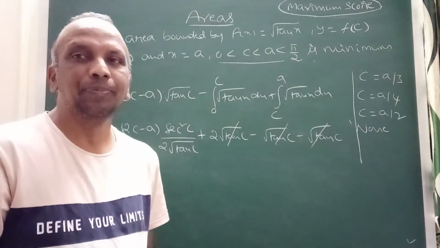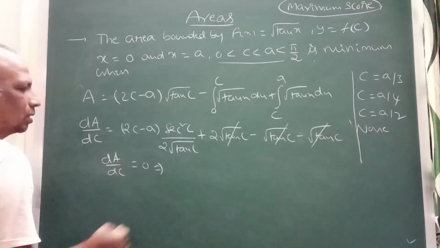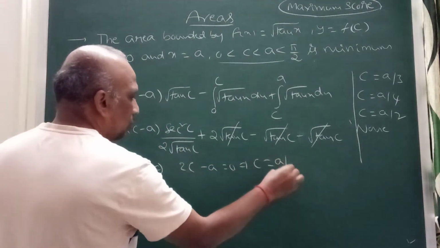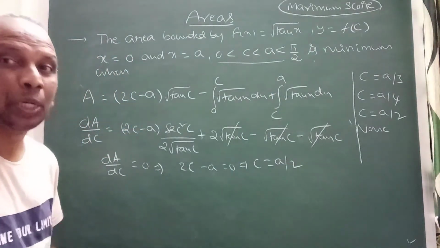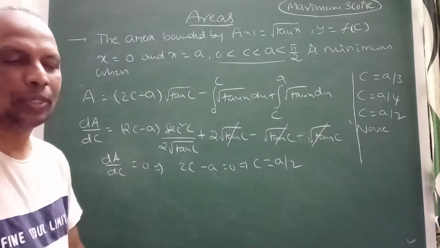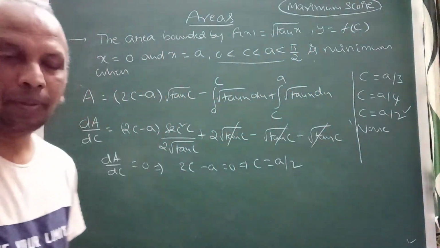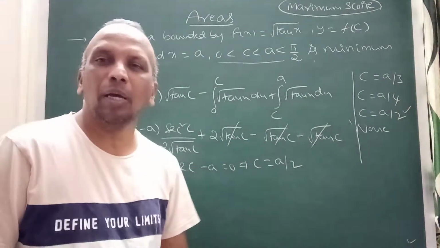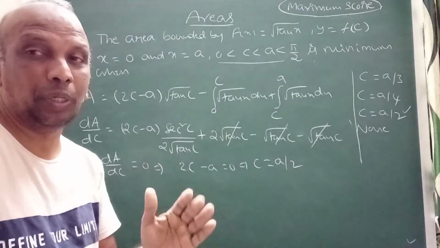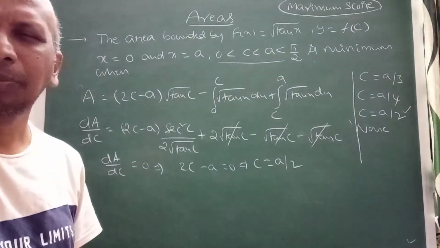To get minimum value, dA by dC equal to 0. You can consider dA by dC equal to 0. This implies 2C minus A equal to 0, you get C is equal to A by 2. When C is equal to A by 2, the derivative changes from negative to positive, so that it has minimum at C equal to A by 2. Your answer C is equal to A by 2. The area is minimum when C equal to A by 2. Look into the graph, then you will understand that it cuts exactly at C equal to A by 2. The curve changes from down to up, it will go up. So when C equal to A by 2, it has minimum value.